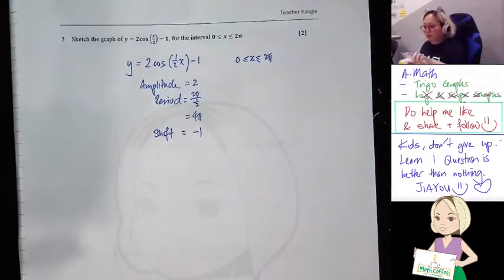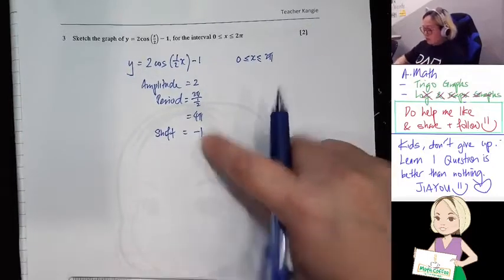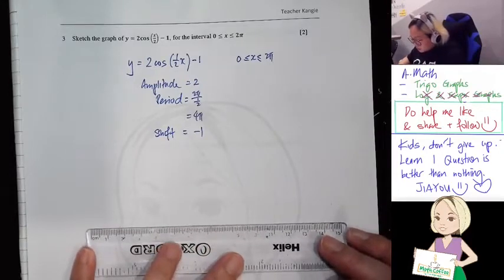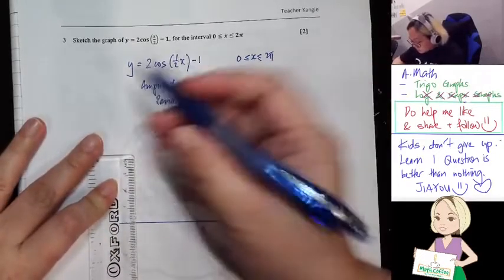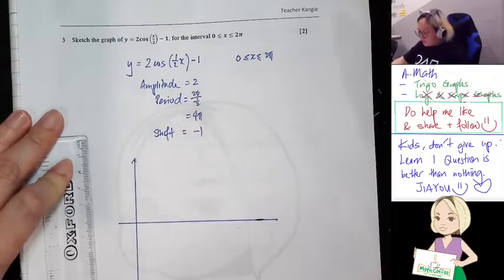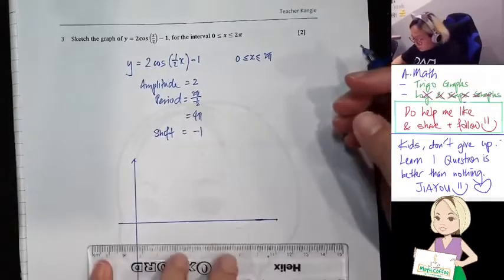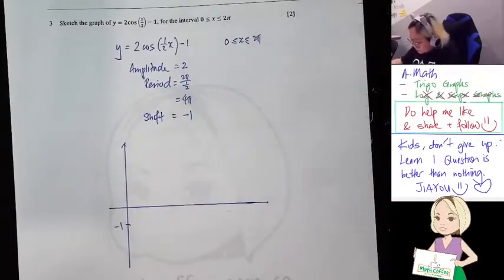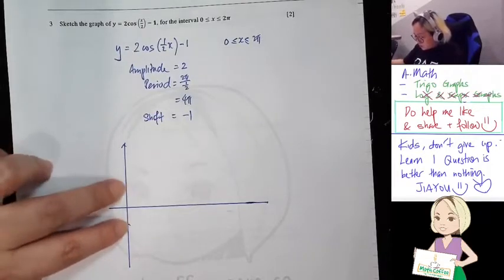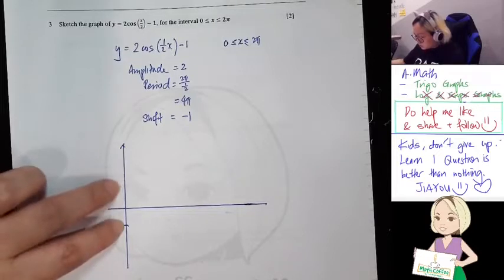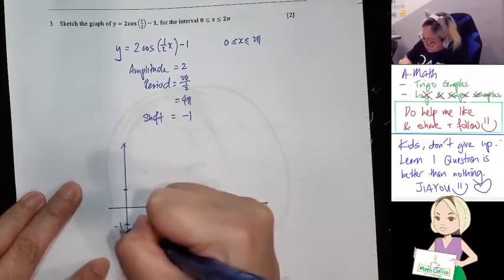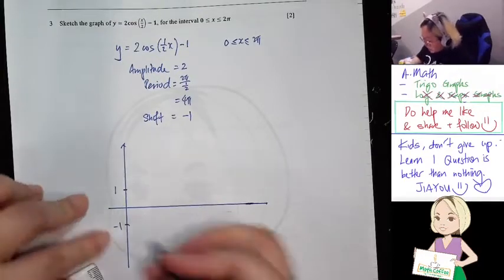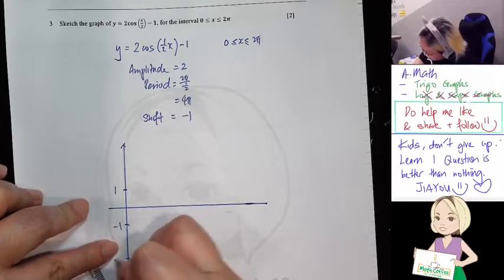Okay, so now we are ready to plot the graph. First, draw our shift, which is -1. So I'm going to put here -1. Okay, this one, let me draw a bit lower, because -1 plus 2 is so small. So, amplitude is 2, so -1 plus 2, it's 1. -1 minus 2, so it's -3. So it'll be here, -3.